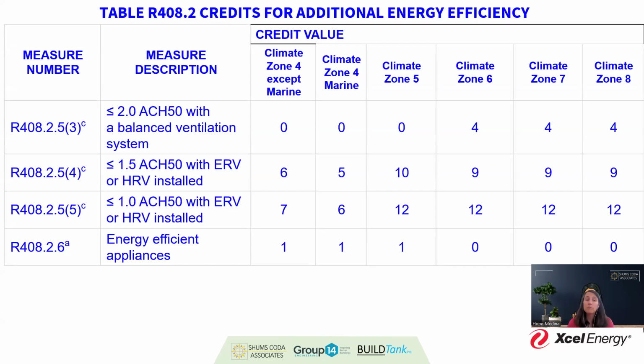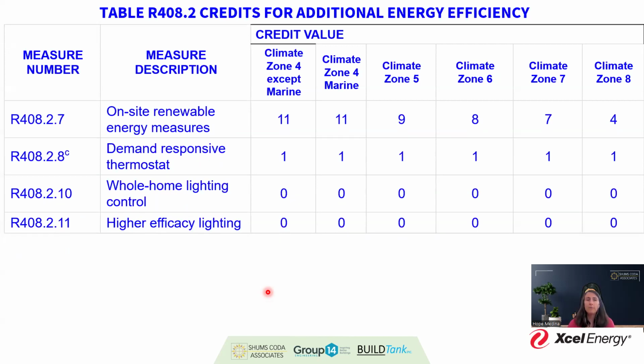And then again, your air changes per hour is really going to be affecting how many points you could potentially get. In my opinion, this is a little risky to choose, because one slight thing could derail you from actually being able to meet this additional efficiency. And then we have energy efficient appliances. So dishwashers, washing machines, and dryers are ones that come into effect.